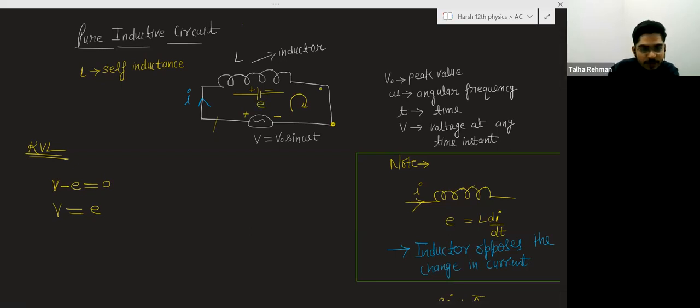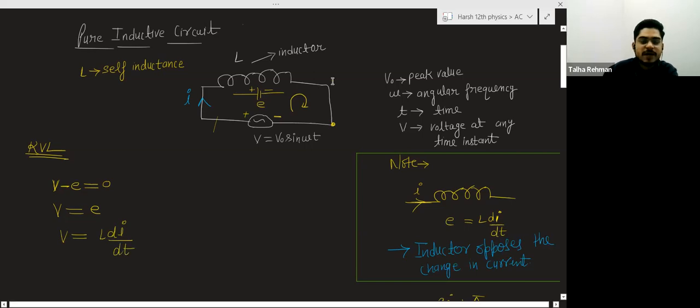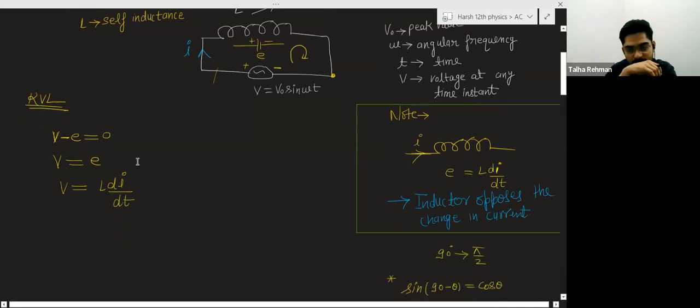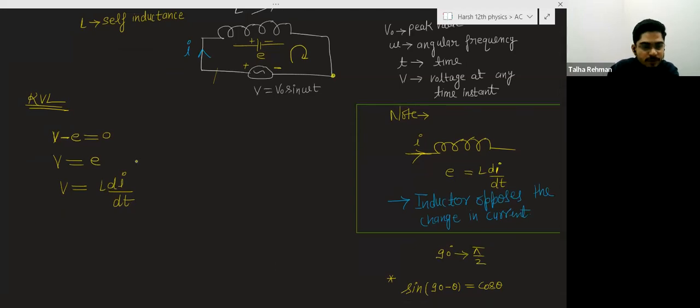Now what is the value of e? e is equal to L di by dt. Now from this equation, can we find the current? So di is equal to V into dt divided by L. What is the equation of the voltage? V naught sine omega t. And this is dt here, and this is L.